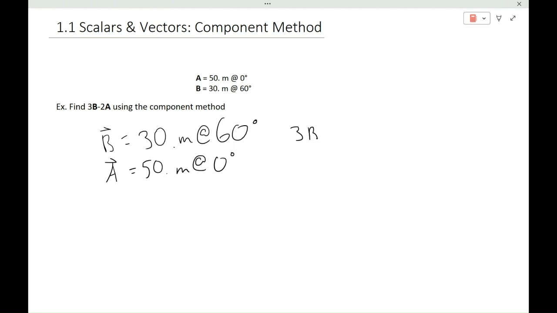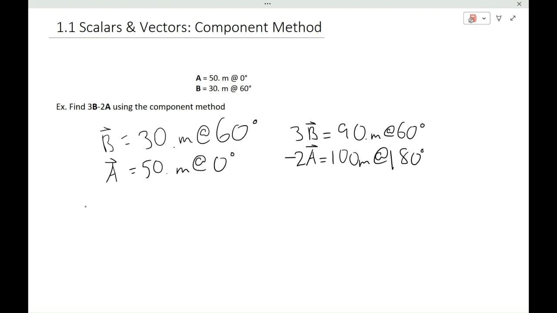So 3b would be 90 meters at 60 degrees, and for negative 2a, we would multiply the front number by 2, which would be 100. And because it's negative, we would have to go to the other side of the graph, so it would be 180.